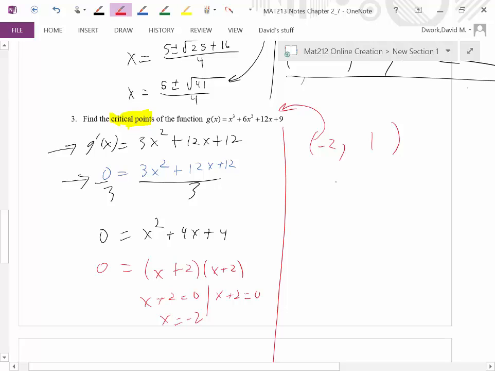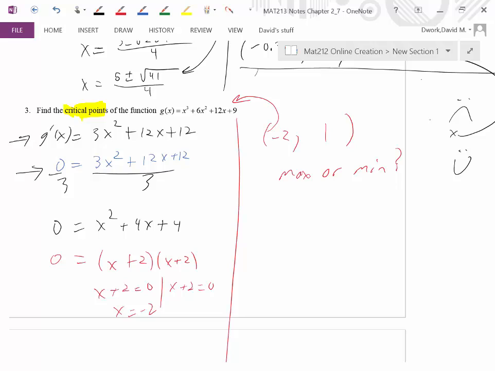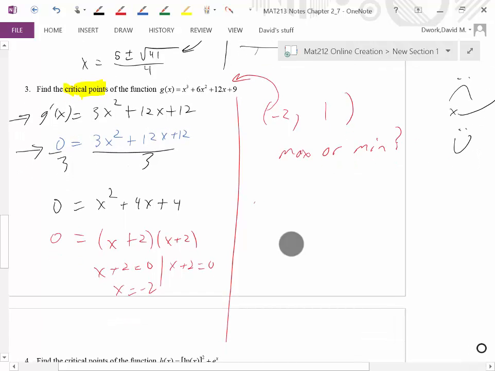Fantastic. So now I need to determine, is this thing a max or a min? Well, let's find out. Let's practice whichever test you want. I'm going to go ahead and use the, I don't know, second derivatives. It seems pretty easy for this one because the second derivative is relatively simple to find because it's just power rules. That gives us 6x plus 12. So therefore, when I test this at negative 2, that's going to give me 6 times negative 2 plus 12, which is going to give me negative 12 plus 12, which gives me 0.